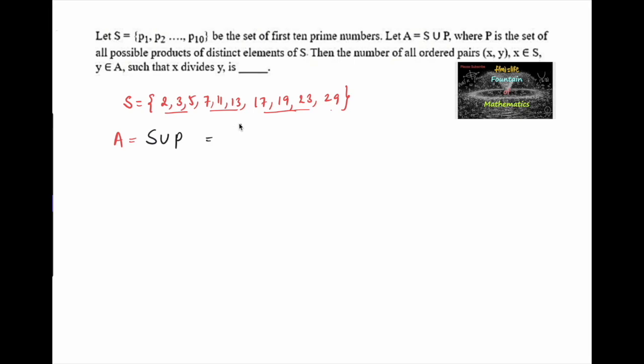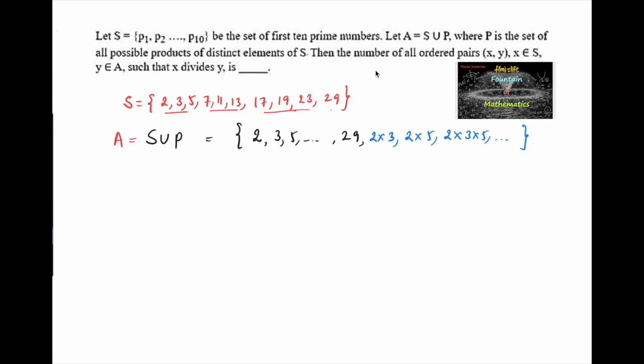So here we can write, suppose I consider 2, 3, 5 and so on up to 29, all the 10 prime numbers we can choose, and along with that we can choose the product of distinct elements. Let me consider 2 into 3. So I can write 2 into 5, or I can write 2 into 3 into 5. Like the different possibilities we can write. So this is set A.